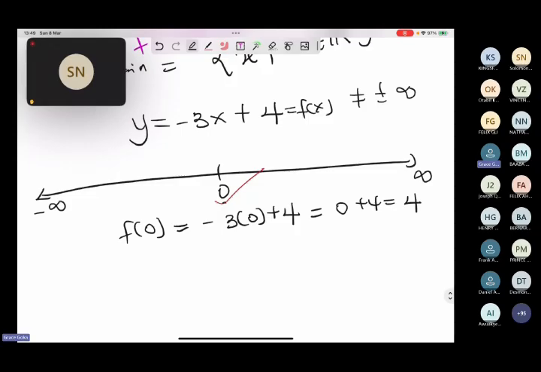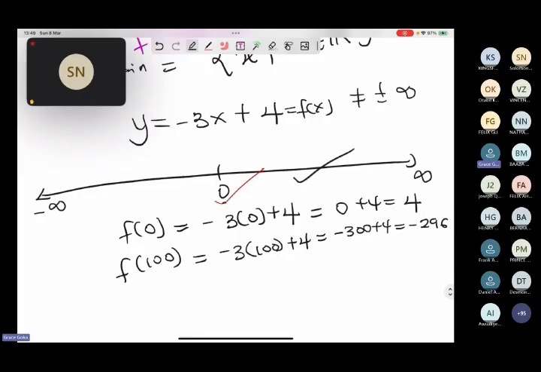Then we go to the right-hand side. Pick any positive number, maybe 100. We put 100 cedis into the machine, and we are going to get minus 3 times 100 plus 4. That is minus 300 plus 4. That is minus 296. That is a real number.